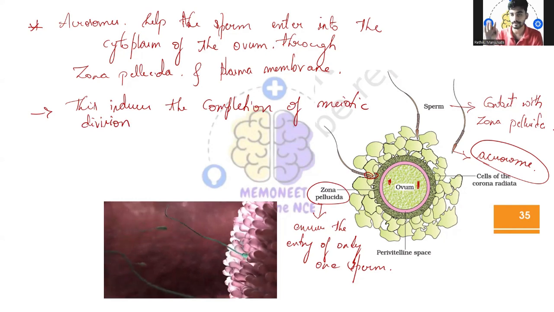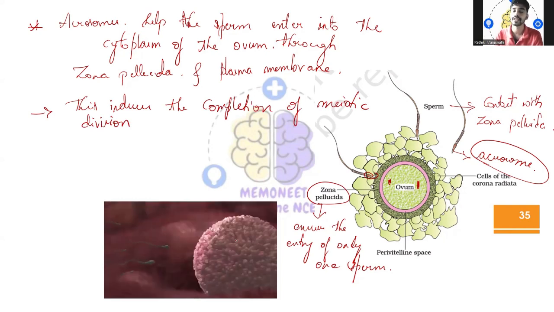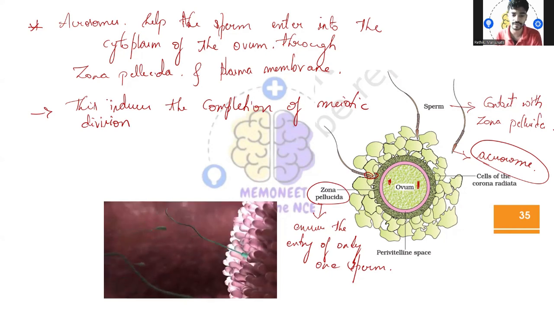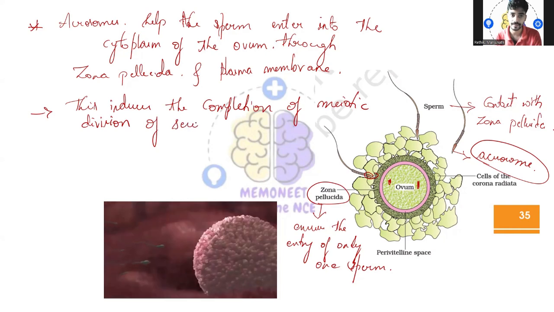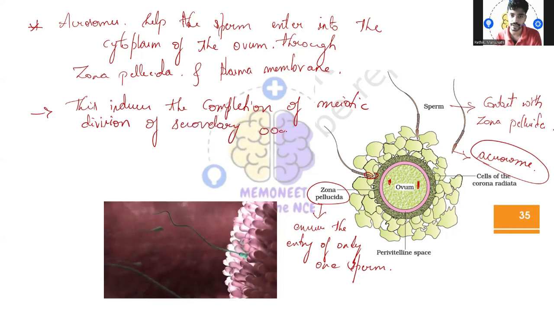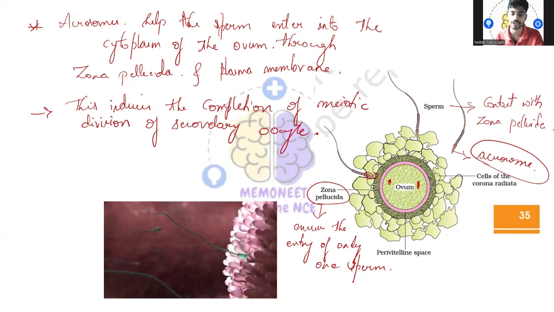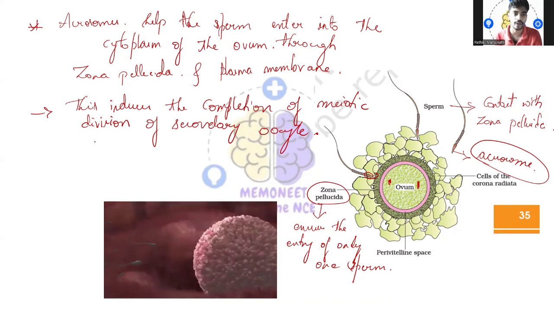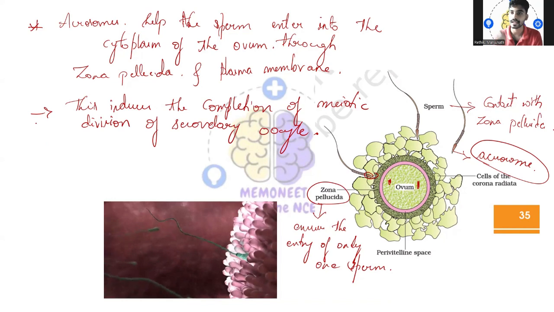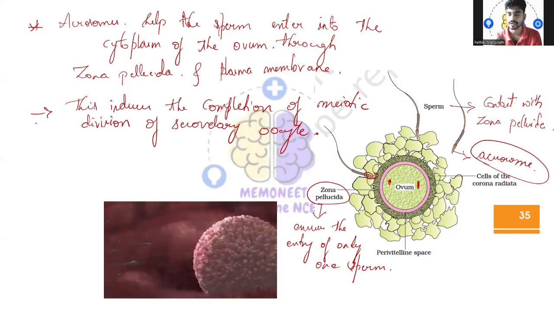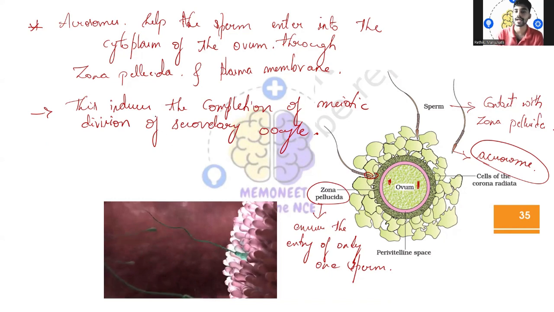Once the sperm and the ovum fuse together, this induces the completion of the meiotic division of the secondary oocyte. The second meiotic division is also an unequal division and results in the formation of the secondary polar body, and another one will be the haploid ovum. We know oogenesis, right? During oogenesis, the secondary polar body is released, which is incomplete, and then the haploid ovum is released.